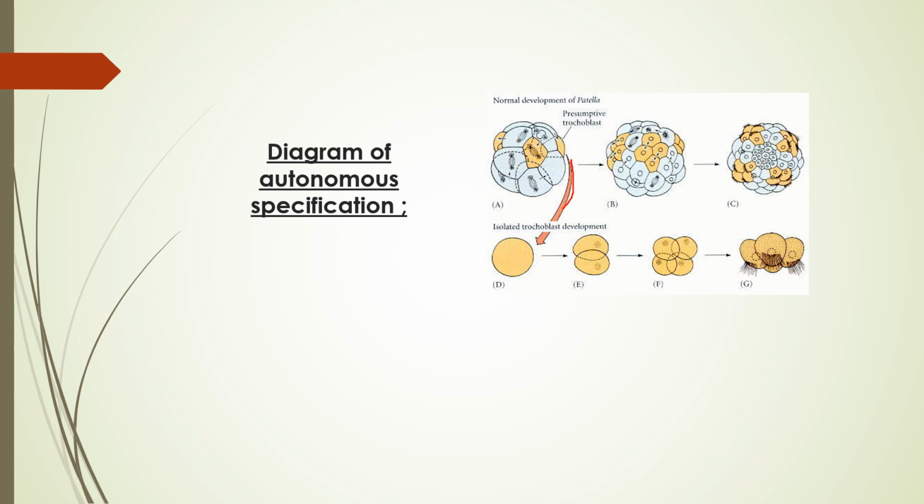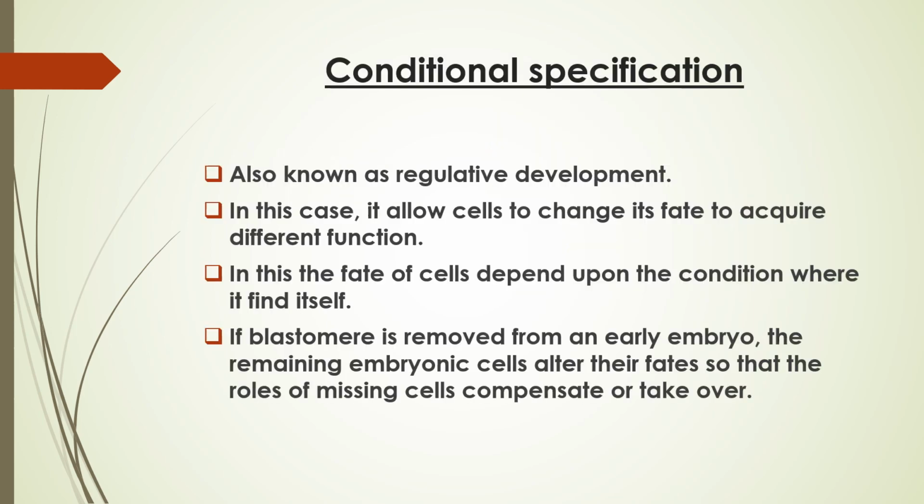This is the isolated trochophore development, right here. So the cell is what it should be here. So this is autonomous specification.